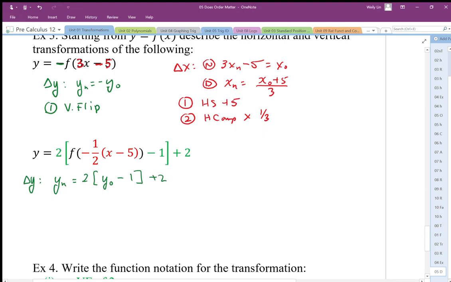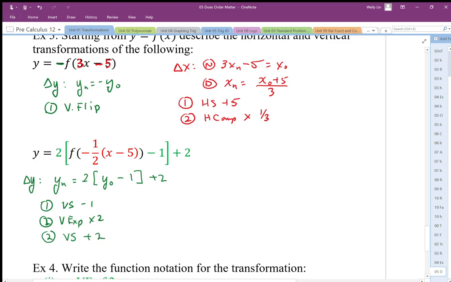Now some people like to expand the brackets and combine like terms, and then they don't have as many transformations to describe, and that's perfectly fine. If you want to do that, go ahead. But I'm just going to describe it as it is, the way it's written algebraically. I'm going to do vertical shift down 1. So I'll just write minus 1. It's going to be vertical expansion by 2. That's going to be this 2 here, and then I'm going to do a vertical shift again. This time I'm going to do a vertical shift up 2.